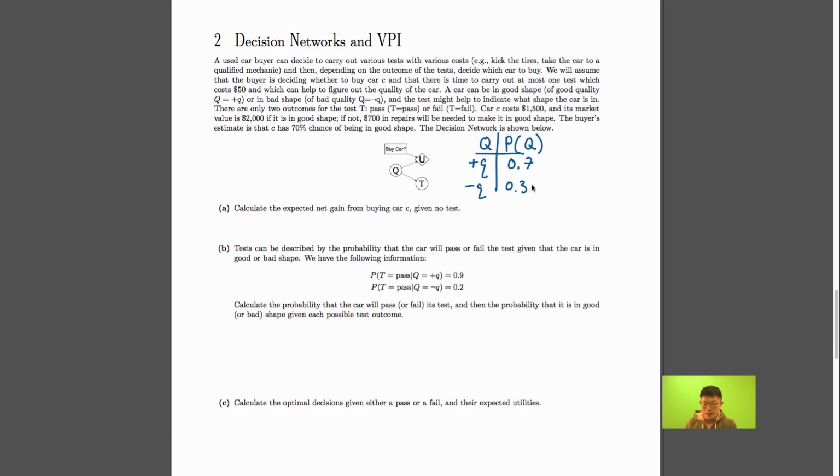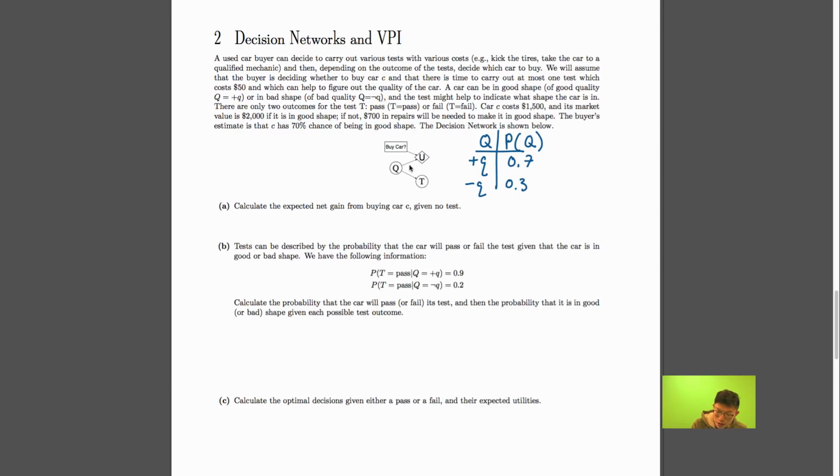All right. And in this decision network, these are the chance nodes. This is the utility node, which you can see is a function of this action and the quality of the car. OK? So given no test, let's calculate the expected net gain from buying the car. What is the expected utility of buying the car? The first question we ask ourselves is, where's the randomness coming from? In this setup, the randomness is coming from the quality of the car, because that's what we're unsure about.